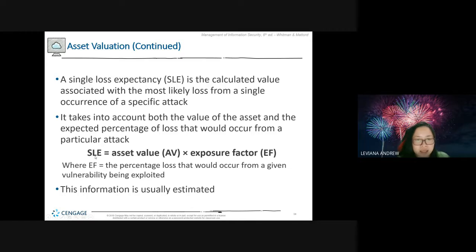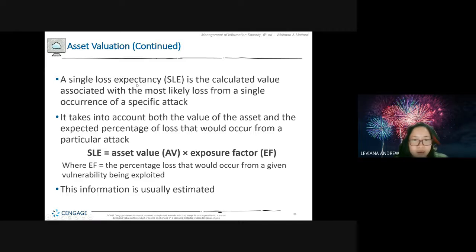Okay, SLE, I repeat, SLE is the calculated value of a single loss. If any specific attack happens, what would be the loss?